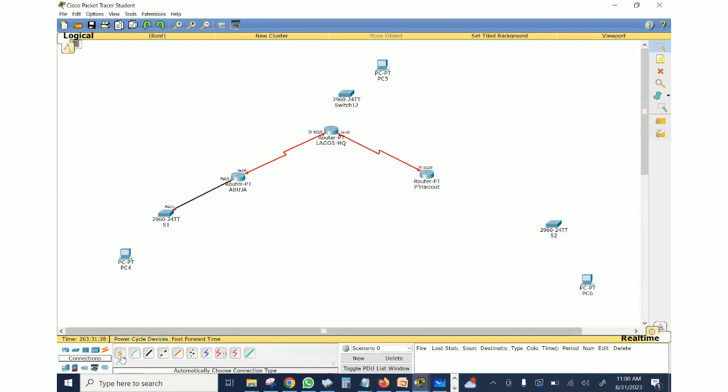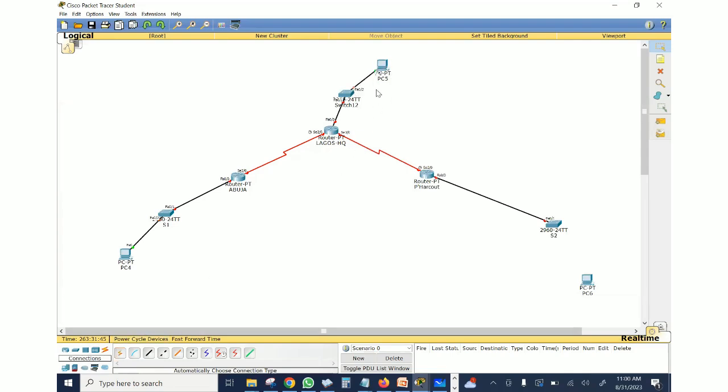Okay, connecting these two. Capacity and S0 is what it is connected to on the router, and let's connect this. Let's connect the system. So I only make use of one system just to represent people in the office.